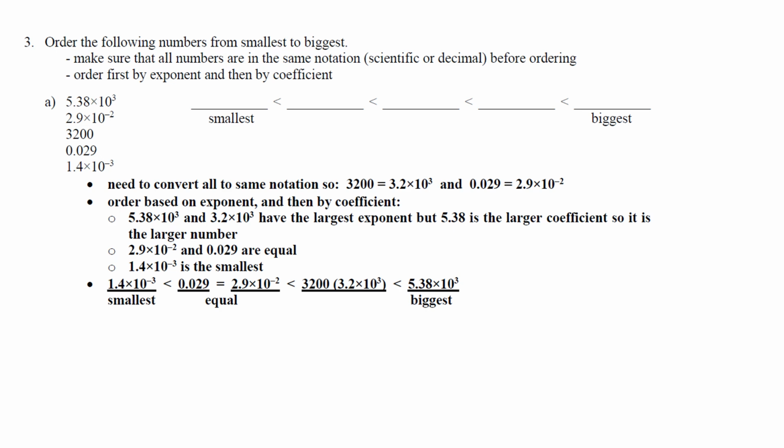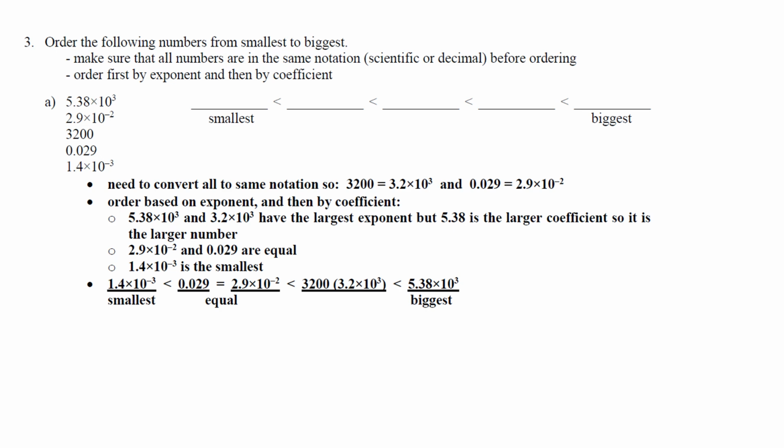Now we're going to look at ordering numbers. Sometimes we want to know what's the largest number, what's the smallest number. We might need this for an experiment or who knows what. So let's say we have this problem. We have these 5 numbers and we want to order them from smallest to biggest.